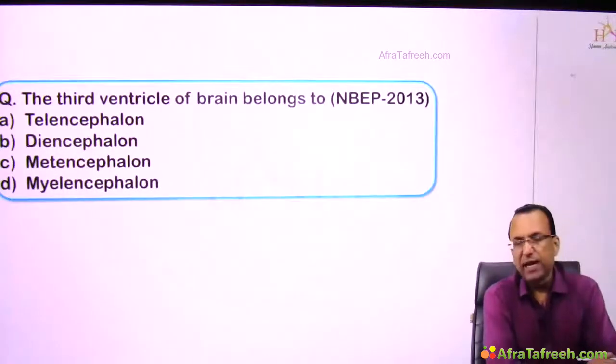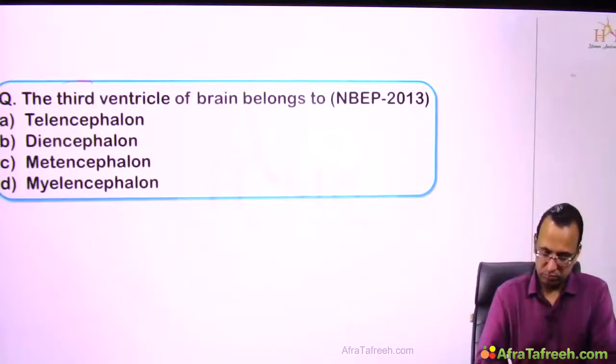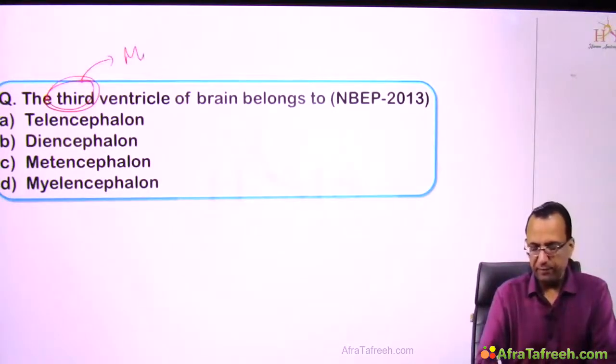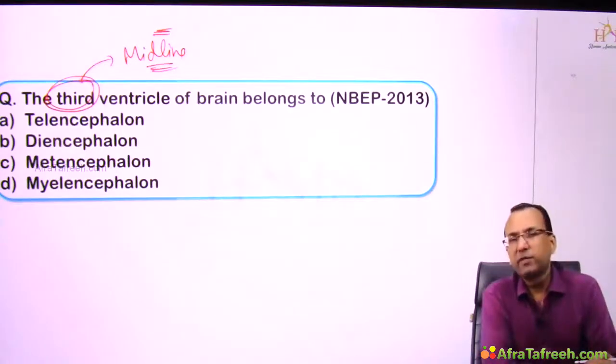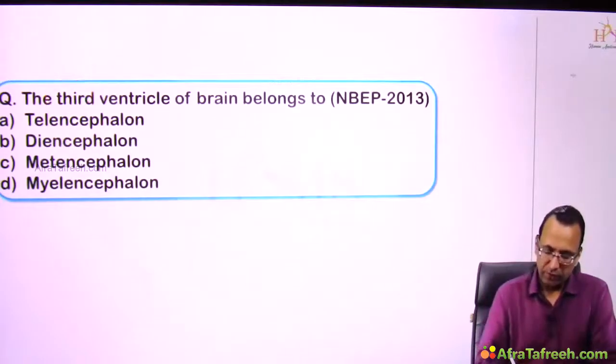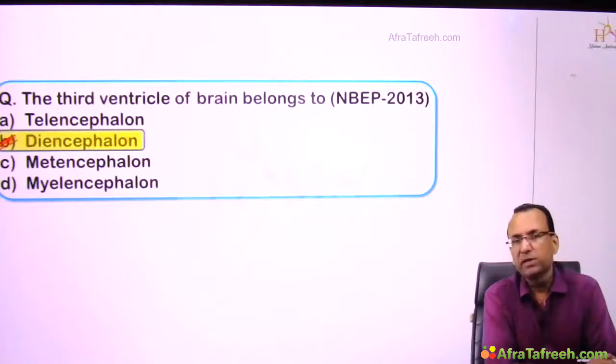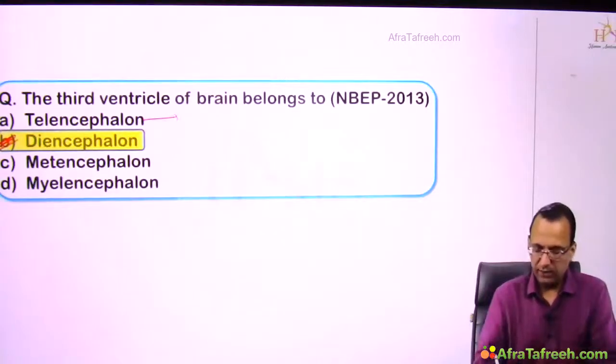One question is asking, third ventricle belongs to? Third ventricle is a midline ventricle. Okay, but belongs to? Third ventricle, which is the midline ventricle, belongs to the diencephalon part of the brain. Now, if you say diencephalon part of the brain, can you tell me what is in the telencephalon? In the telencephalon, I have lateral ventricles.